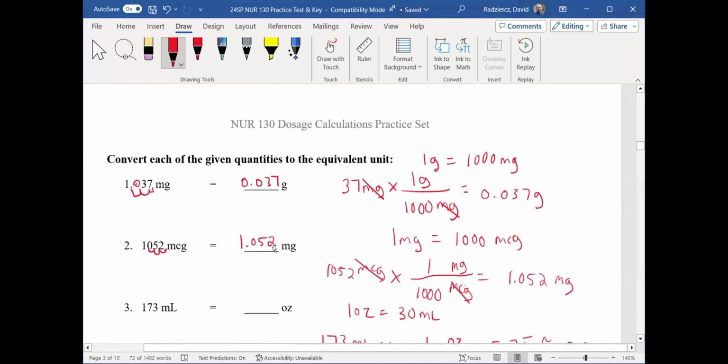But here, where I had 1,052 micrograms and my answer was 1.052, I'm not going to round that to 1.1. You will get that wrong if you round it, because you're not supposed to round in that situation. And you are supposed to know that you're not supposed to round in that situation. I'm not making those rules. I'm just telling you that's what it is.